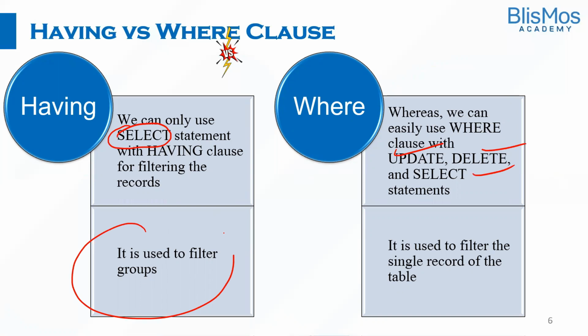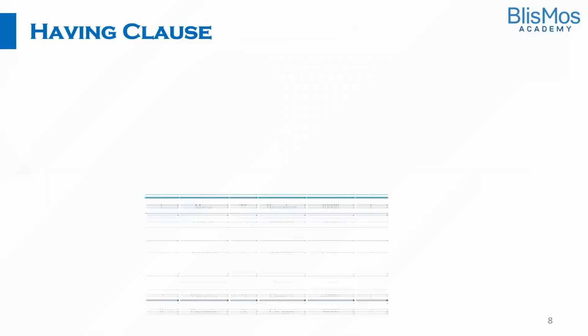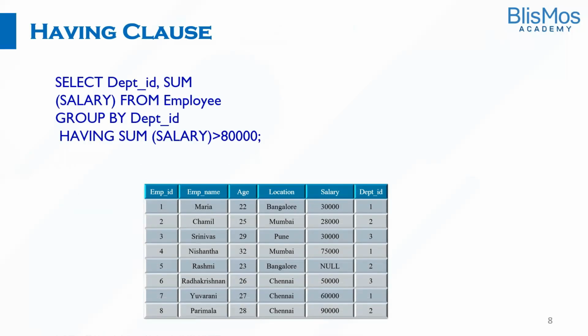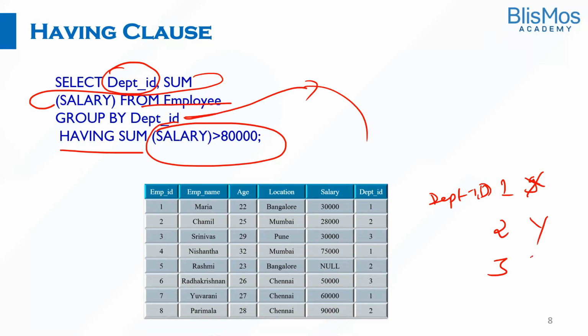This is an employee table with some 6 columns and 8 records. If I want to apply the HAVING clause on this, how do I do it? So I will say SELECT department ID and SUM of the salary FROM employee. I'm saying GROUP BY department ID and HAVING salary greater than 80,000. So what happens is first GROUP BY happens. Within the GROUP BY, you will have 3 groups, like department ID 1, 2, and 3. Within that, we may have some of the salaries. So let us say some X value, a Y value, then a Z value.